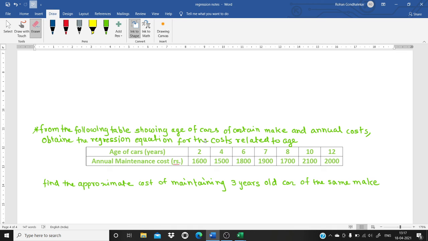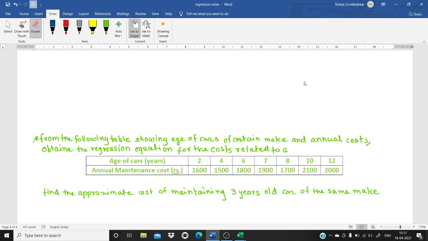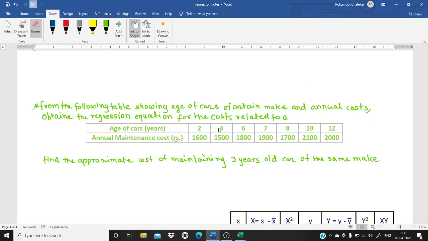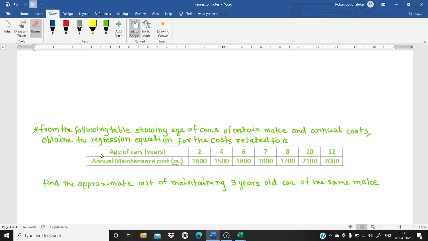Now, which equation you are going to derive? See, find the approximate cost of maintaining a 3 years old car. So, they have given the data for age of the car, which is 3 years. That means they provided this entry. Suppose if I call age of car as x and annual maintenance cost as y, it means they provided x and we want to estimate y from here. Fine. So you will calculate the line of regression y on x.